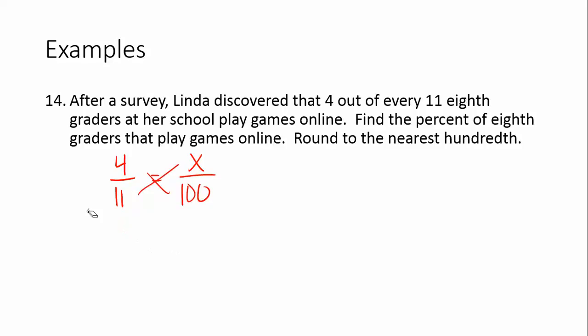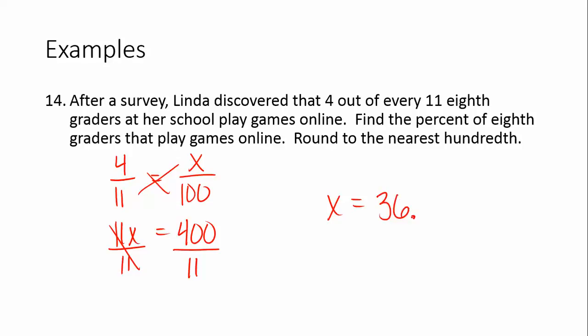So 11x equals 400, and then we divide by 11, and we're going to get the percent of eighth graders that play games online. You can do long division here. It ends up being a repeating decimal, 36.36 repeating, but it says to round to the nearest hundredth, so 36.36%.